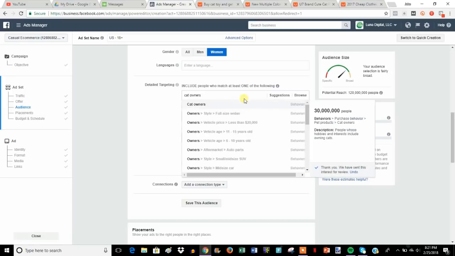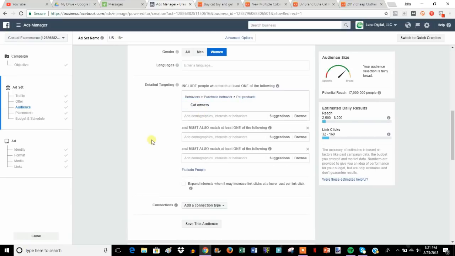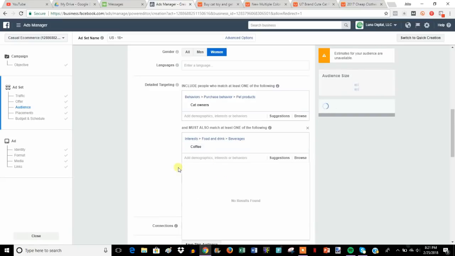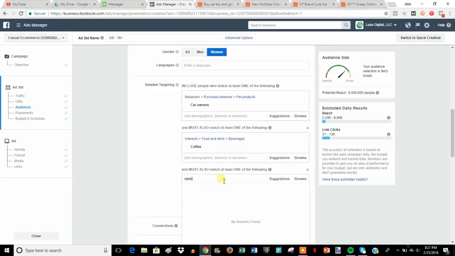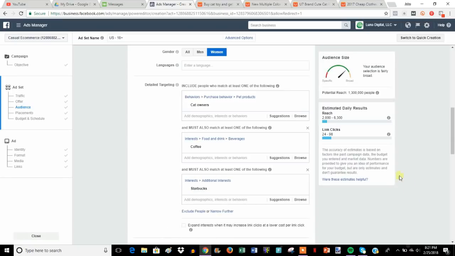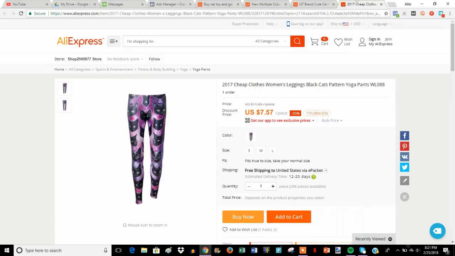So we'll go back to cat owners, and let's say you had some cat mugs or something, so you could also narrow it to people who like coffee. And then you could just keep going, so people who like coffee and people who like Starbucks. So it's essentially multi-targeting, where you're targeting 2 niches at once, so you're trying to play off of 2 passions at once. So the cool thing about this is obviously a lot of drop shipping and print on demand is impulse buying and playing off of emotions. So you really need people that are passionate about the niche.